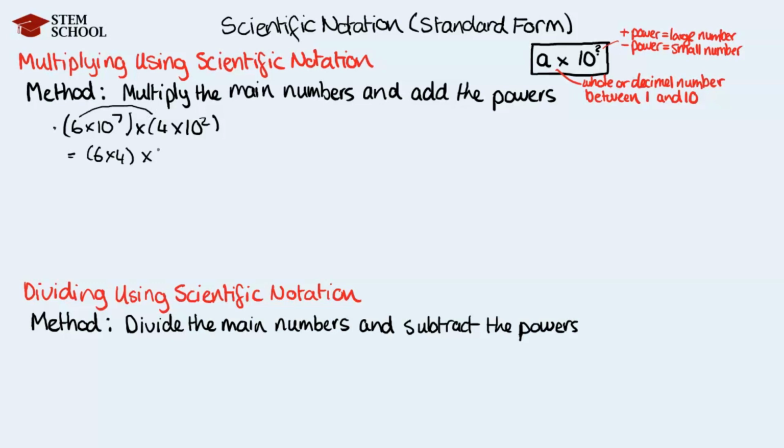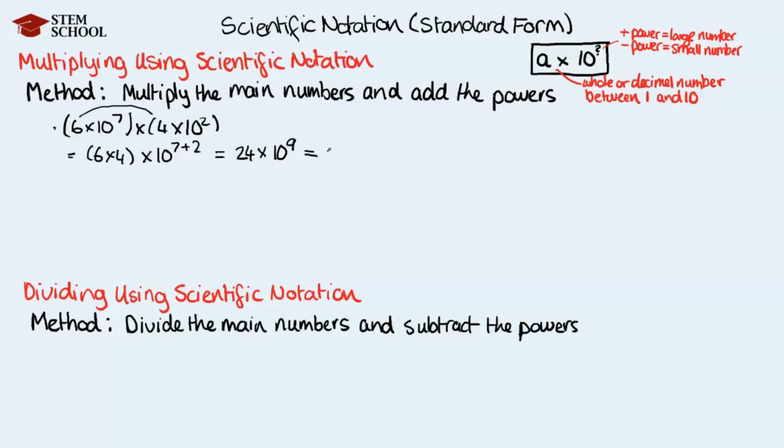And then you're going to do times 10, and you're going to add the powers, just like the rules of indices rule. Okay? So what this will come down to is 24, 6 times 4, 24 times 10 to the power of 9. Now, as for scientific notation, you don't want to leave it in this form because the whole or decimal number is in between 1 and 10. We want it in this form.